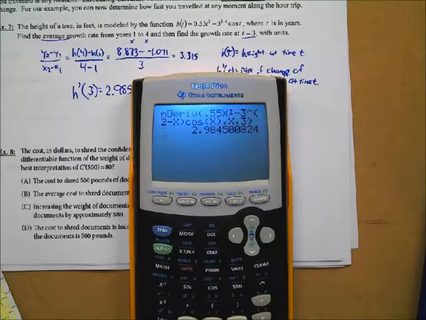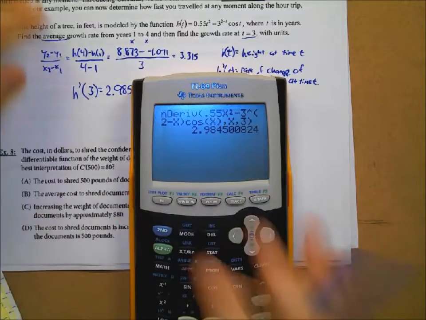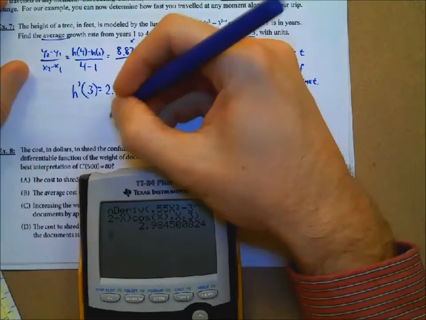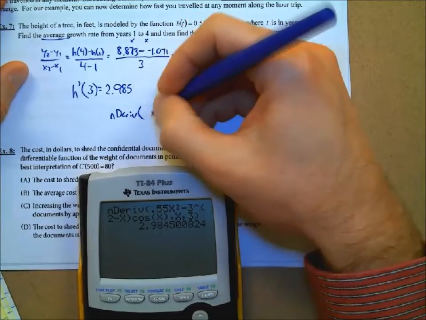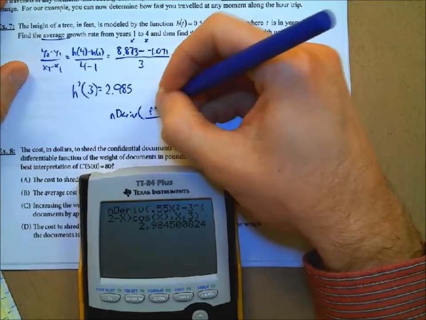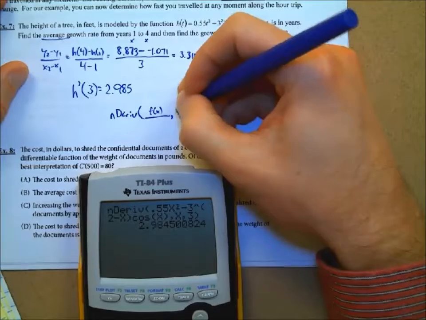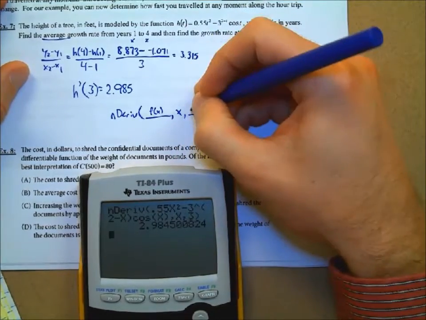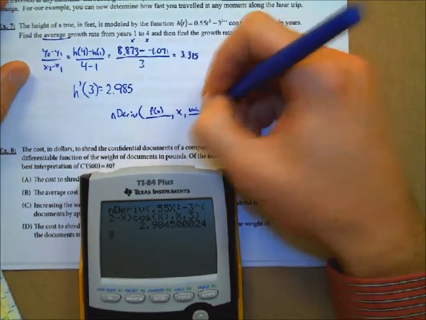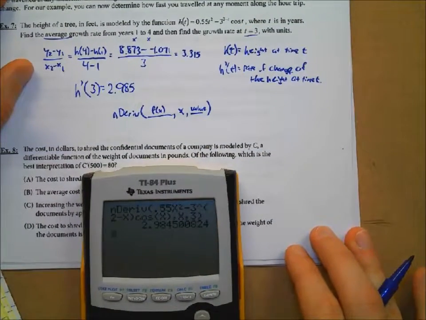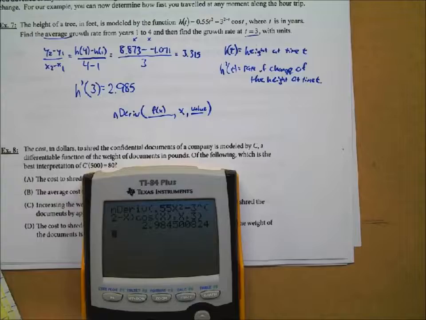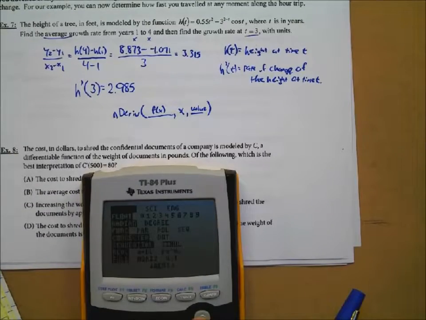Okay? And this might be helpful, right? So again, the command would be nDeriv, parenthesis, function, comma, x, comma, value. Okay. So that's the command you're going to use if you don't have the nice pretty type on your calculator like I do, and some of you all do.